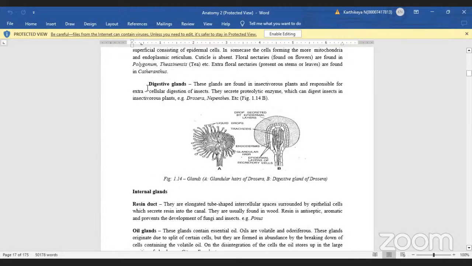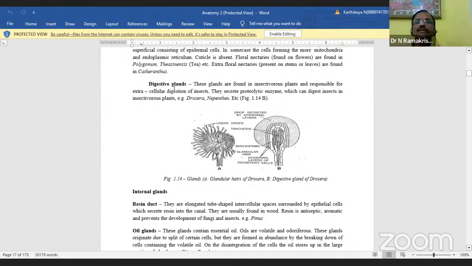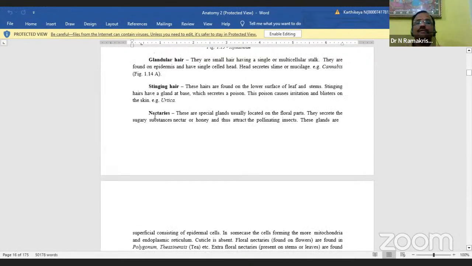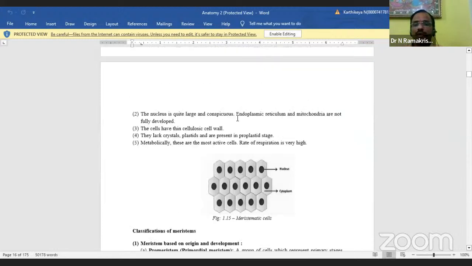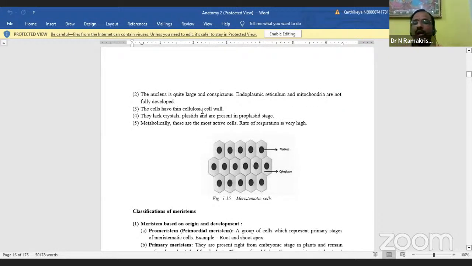Now you see here, this one is in digestive glands. One is in Drosera, and it is also in Nepenthes. And here, the nectar glands are special glands usually located in the floral parts. This substance attracts pollinating insects. This one is digestive. So this one is also in nectar glands. So those are special tissues.